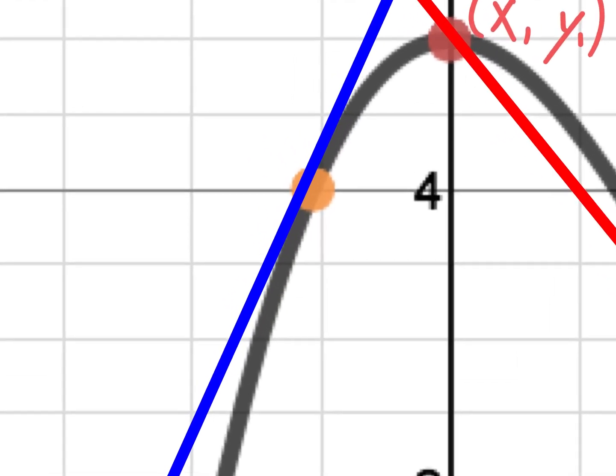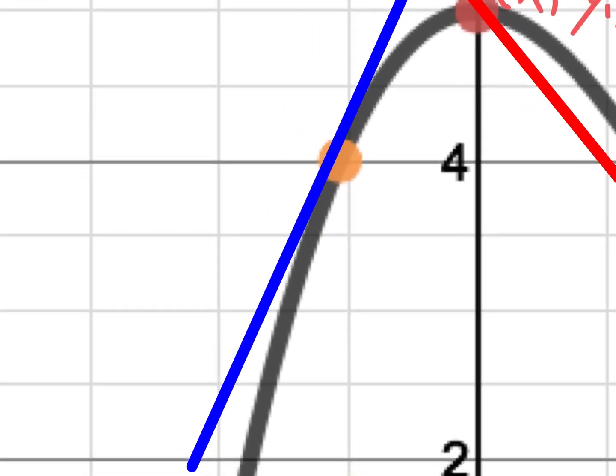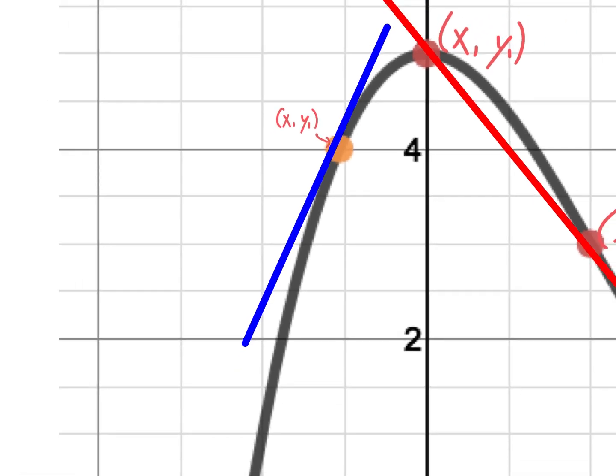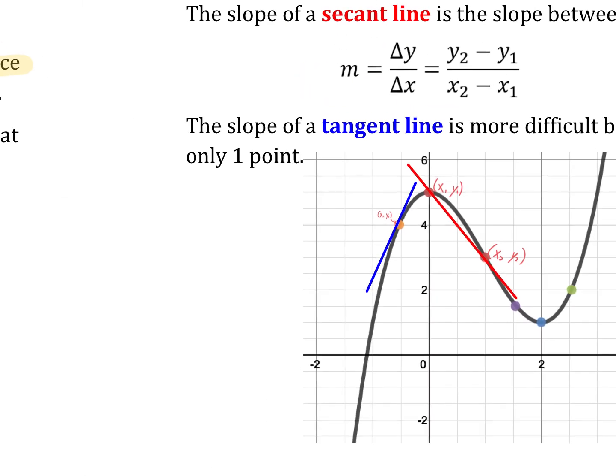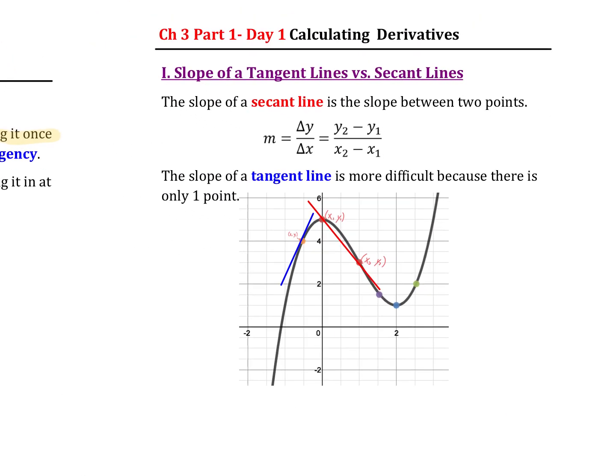A tangent line is a little bit harder because you have an x1, y1, but there's really no second point, right? You have that one single point, and since it's a tangent line, by definition of tangent, it only intersects the graph at that one moment. So how do we calculate slope if there's only one point, not two? Well, that's where calculus comes into play.